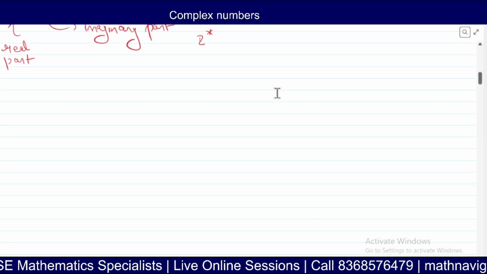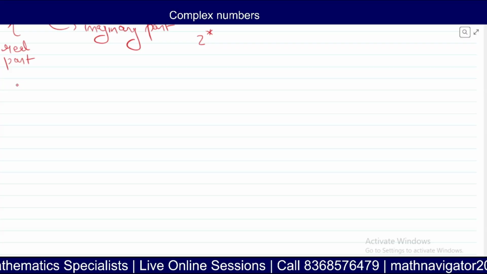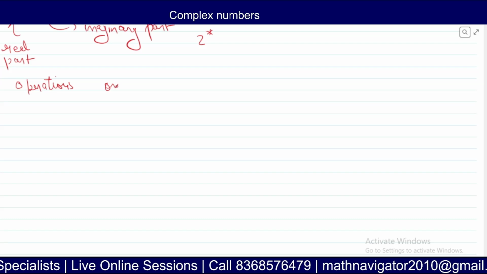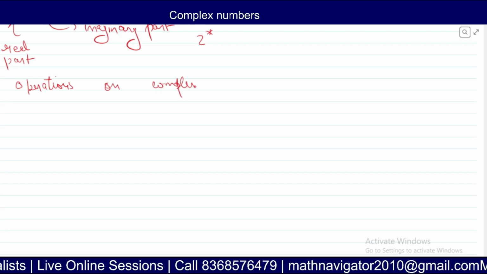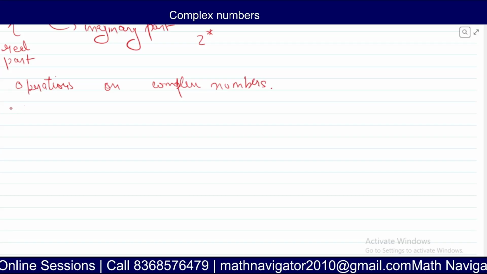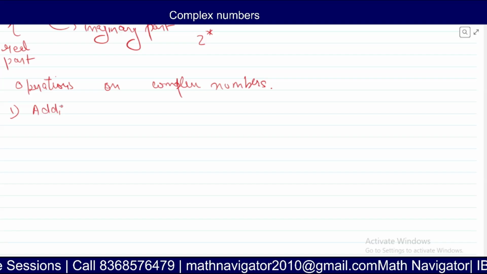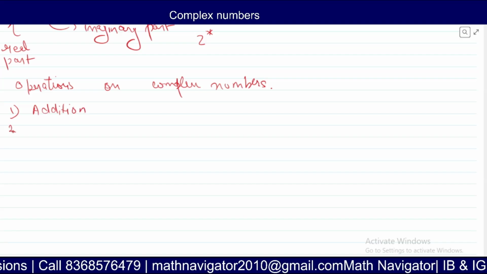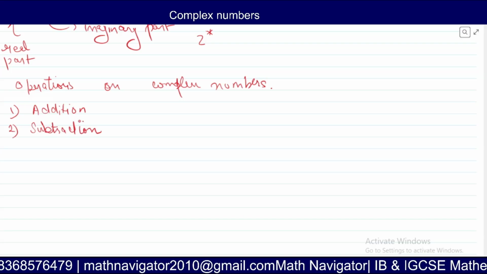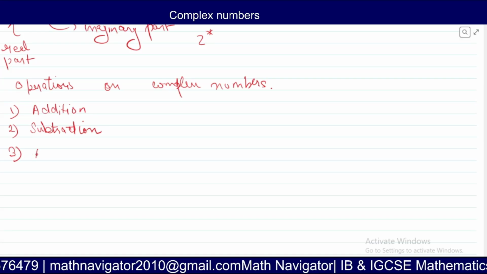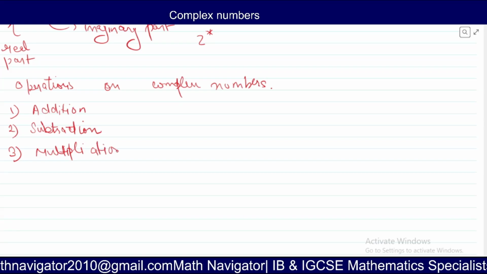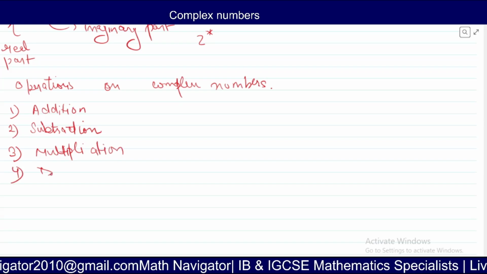Then we talk about the operations on complex numbers. What do we mean by operations on complex numbers? Number 1, addition. Number 2, subtraction. Number 3, multiplication. And number 4, division.